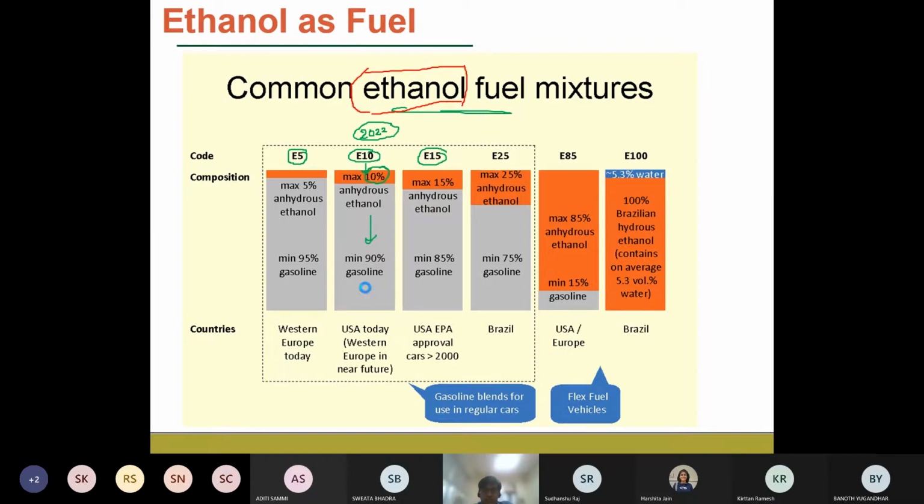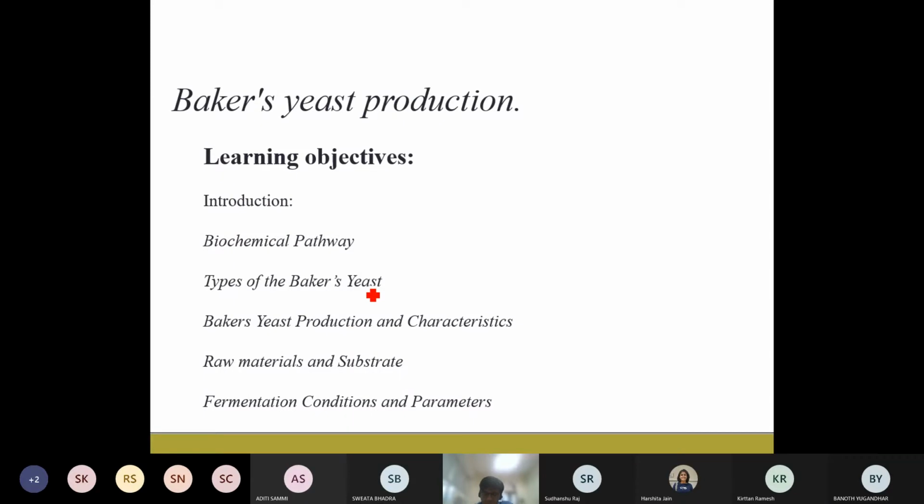Okay. So now, next in today's class, we will start with another topic, which is called Baker's yeast production. So Baker's yeast is nothing but Saccharomyces cerevisiae. As the name suggests, this Baker's yeast is used, for example, in bread making applications, because in bakery products we need that fluffy nature of the products.